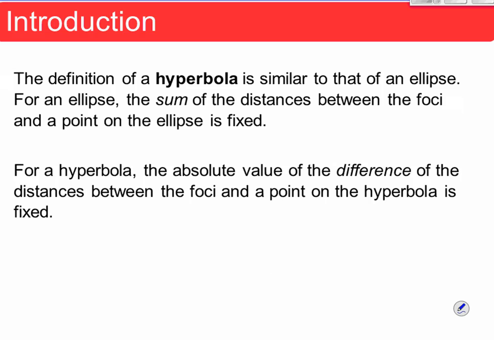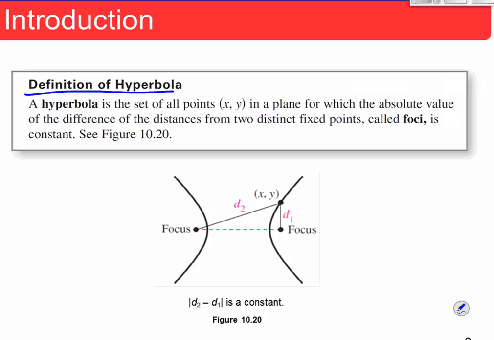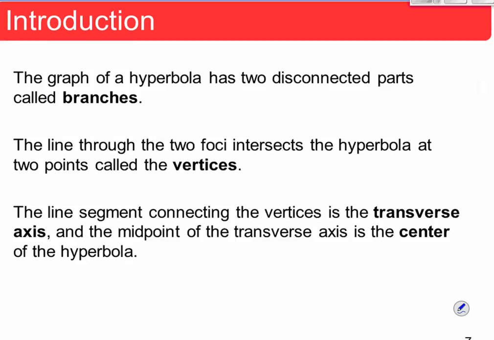Just a reminder, a hyperbola is the absolute value of the difference of the distances between the foci and a point on the hyperbola that is fixed. We just defined a hyperbola, so I'll leave that for you. You can pause this if you need to see that a little bit longer. And now we're just saying some things about the parts of a hyperbola. The graph of a hyperbola has two disconnected parts called branches. So just a little bit of terminology. The line through the two foci intersects the hyperbola at 2 points called the vertices. So those are the 2 points that we're going to have.